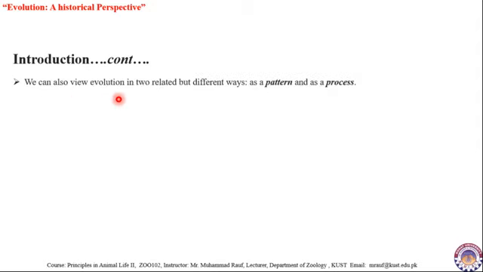We can also view evolution in two related but different ways, as a pattern and as a process. What is pattern? Pattern is a particular way in which something is done, and process is a continuous action or operation or series of changes taking place in a definite manner. So there are three patterns of evolution. Convergent evolution, where the dissimilar species gradually become more similar.